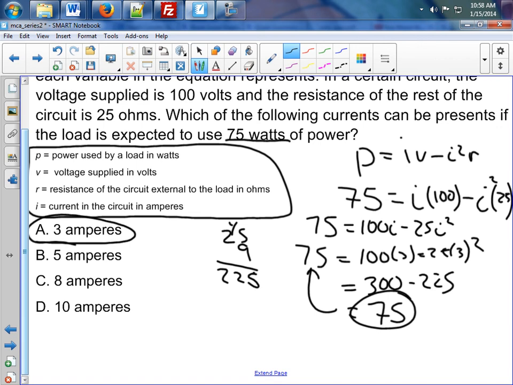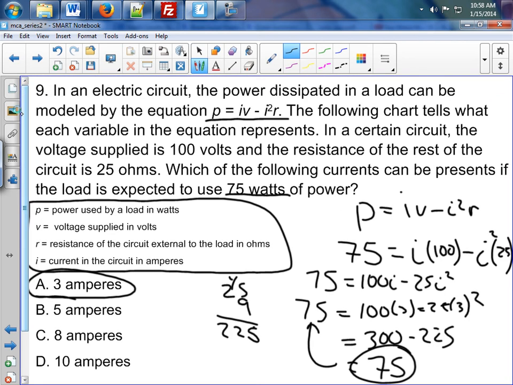Use your answer choices to your advantage. People get confused. They'll look at this question and say, well, this is way too big. I'm just going to skip to the next one. If you read it, it's not too bad.